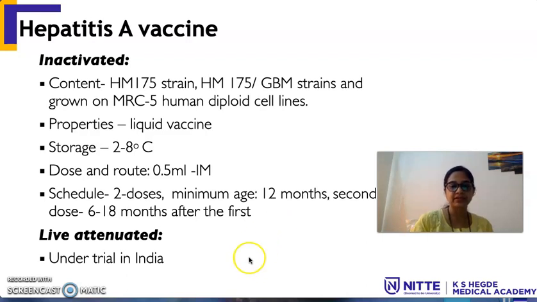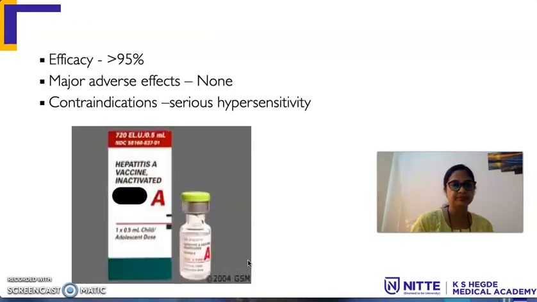Hepatitis A vaccine: hepatitis A is a viral disease which can be deadly in pregnancy, it can be fatal. It is caused by the hepatitis A virus. Live and killed vaccines are available. Live is not there in India as of now. It's under trial. The inactivated vaccine is available in India. It's a liquid form. It is given through the intramuscular route, 0.5 ml, as 2 doses. The first dose is given at 12 months, and the second dose is at 6 to 18 months after the first dose.